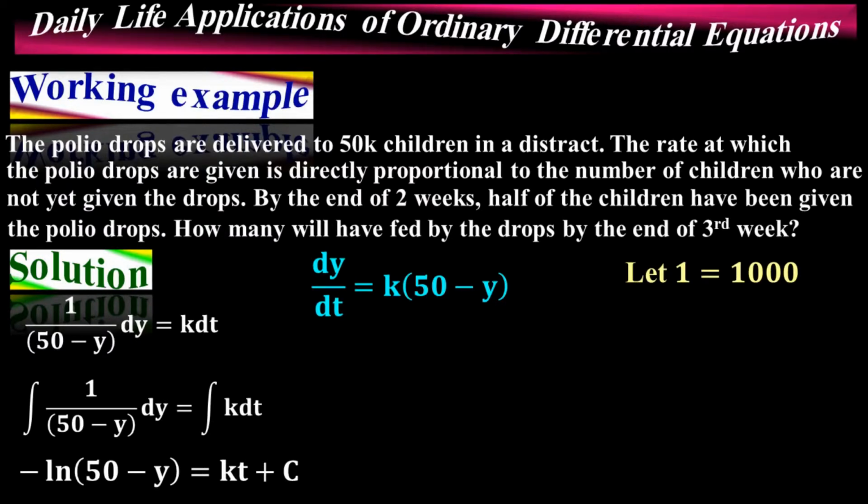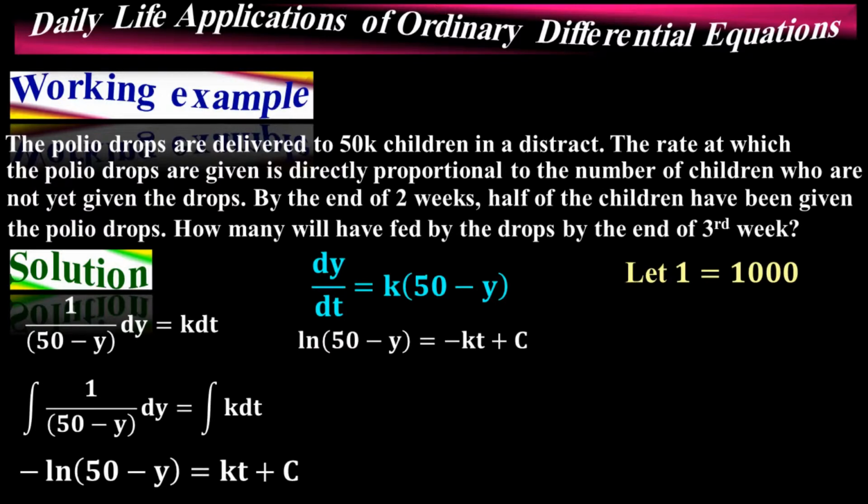Multiply both sides by minus to have plus natural log of 50 minus y equals minus kt plus c. Now you might be confused that if we multiplied by minus, why do we have plus c? There should be minus c. Look, we have discussed it already that it's an arbitrary constant. It doesn't matter whether you change the sign or whether we multiply or divide it by anything other than 0. Ultimately, it is an arbitrary constant. So we don't change the sign, we just put plus c.